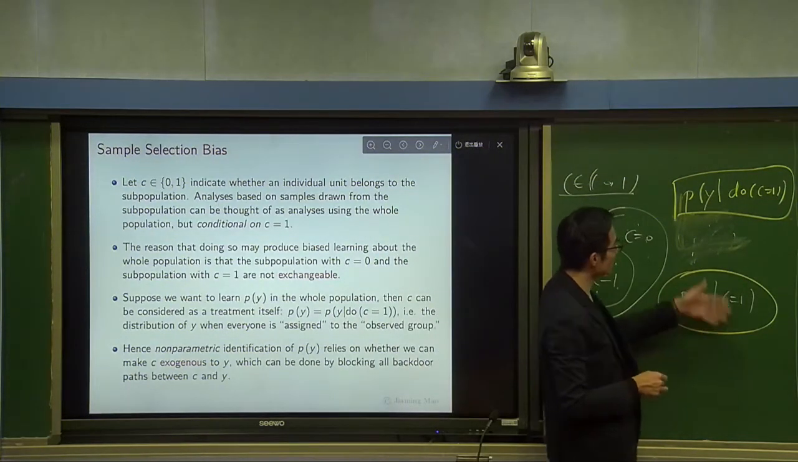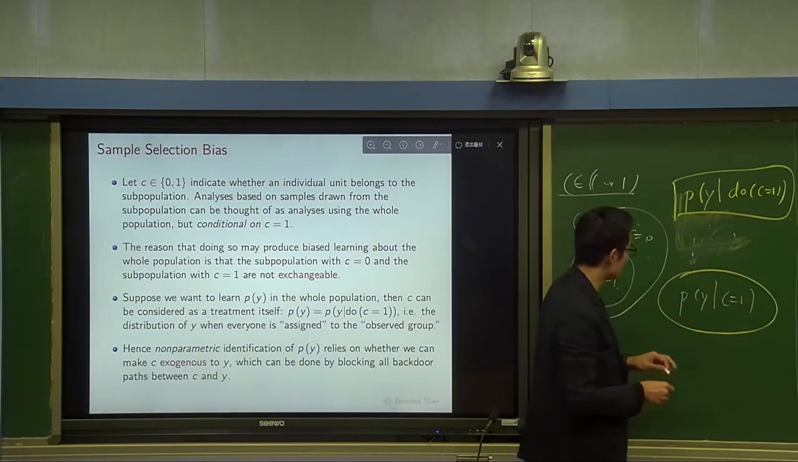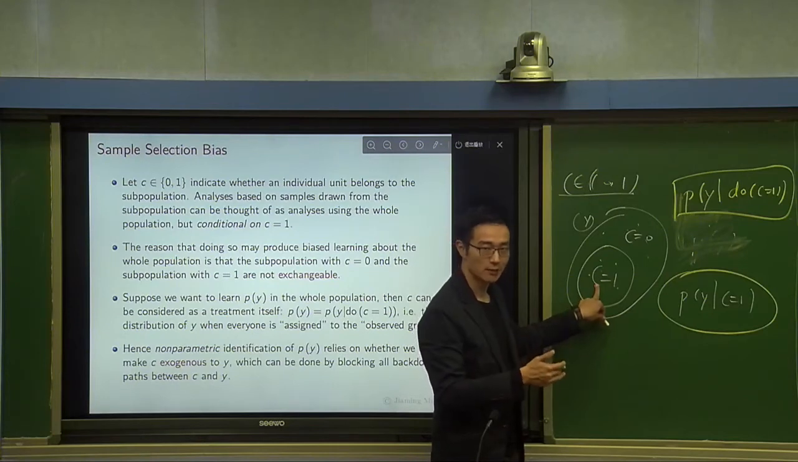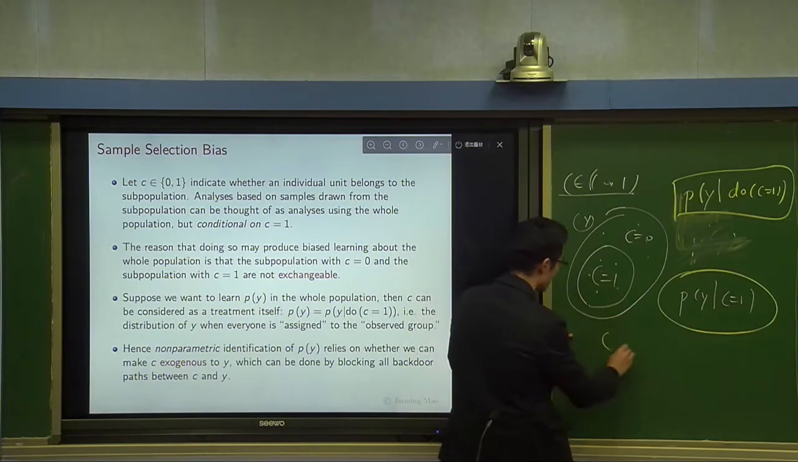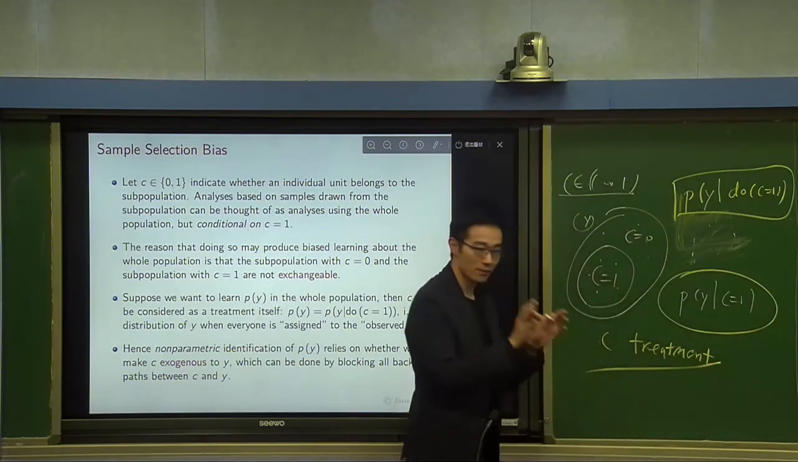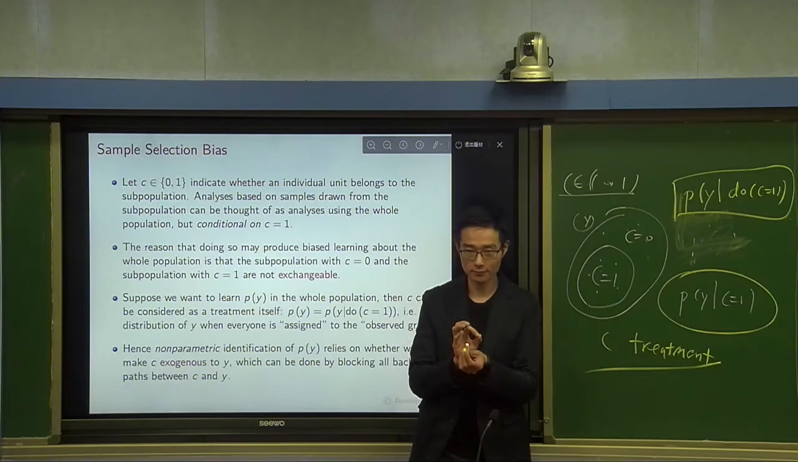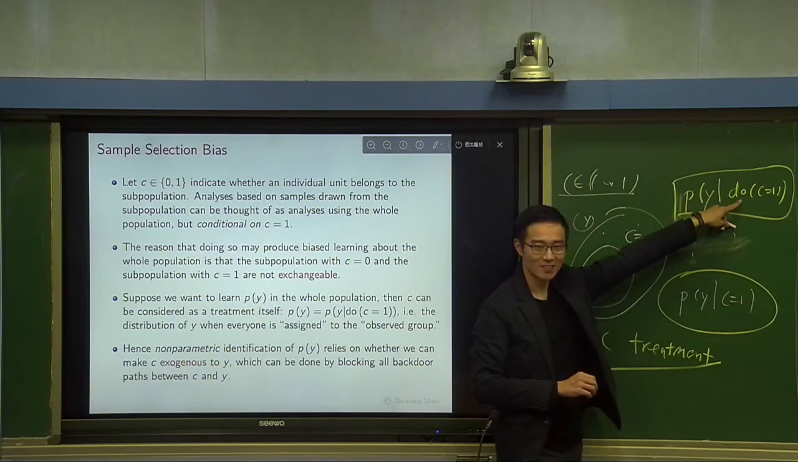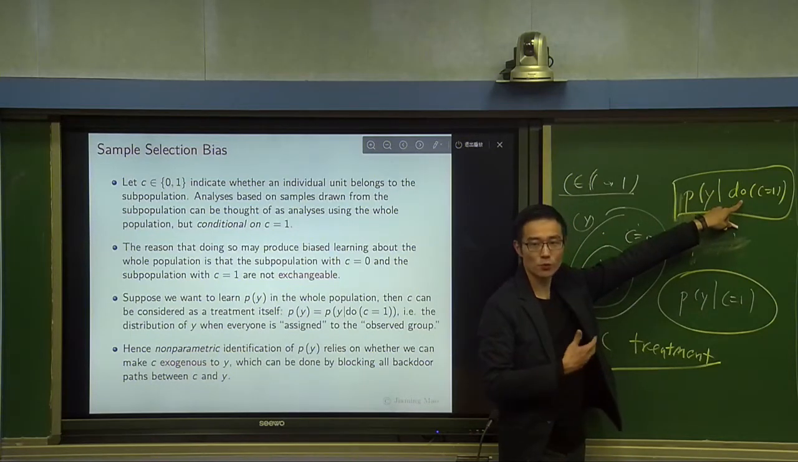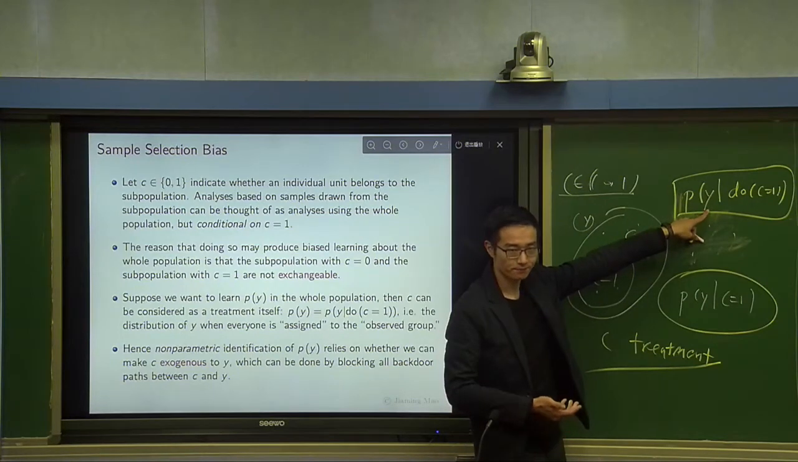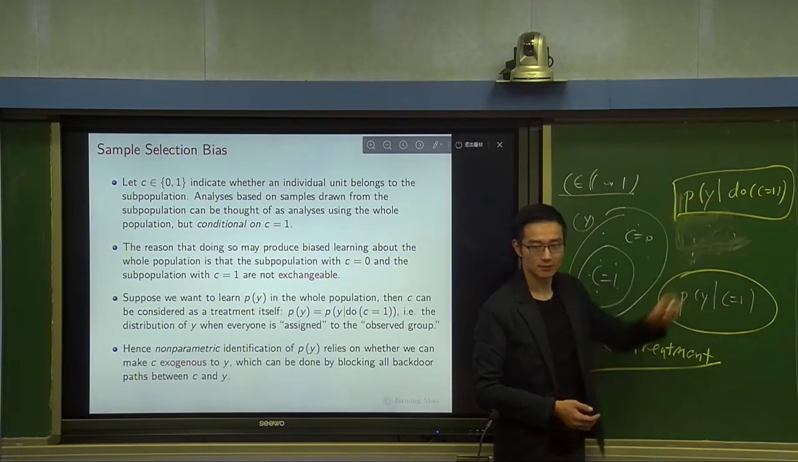Well, if we write the problem this way, we're treating c, whether it's observable, as our treatment variable, correct? So we can think about c as our treatment, and what I'm asking here is the causal effect. What is do c equal to 1, the cause, making everybody observable to me? What is the causal effect on the distribution of y? How do I get this?